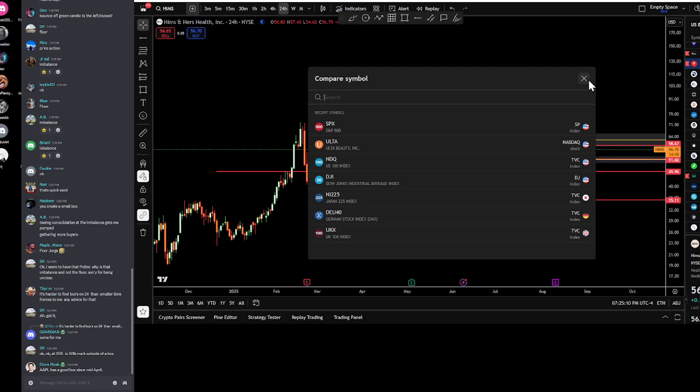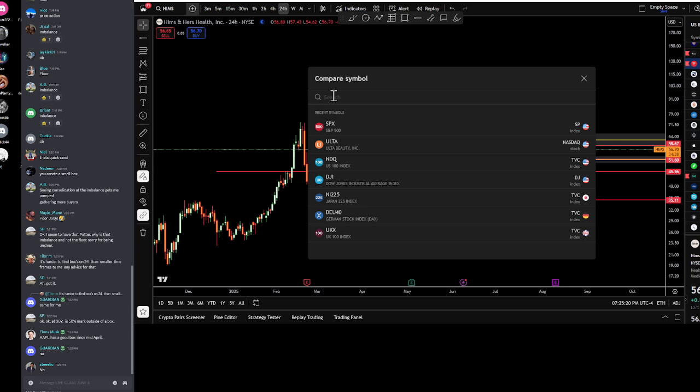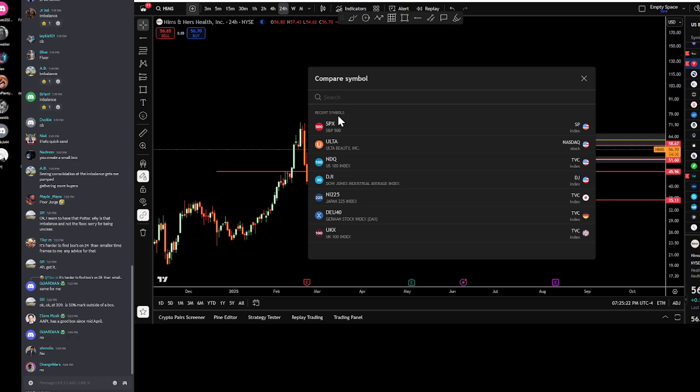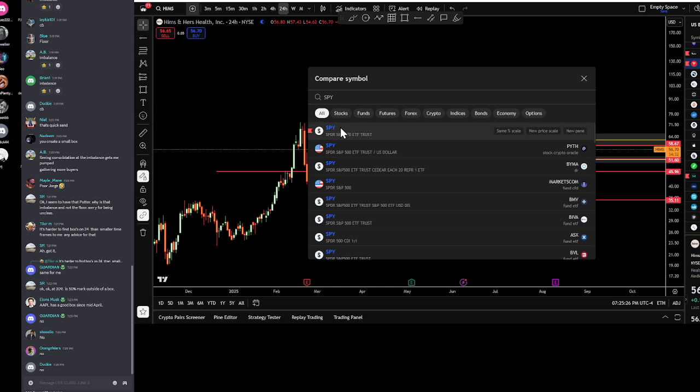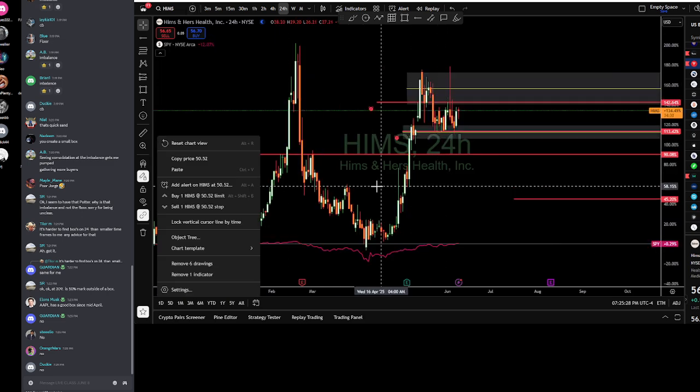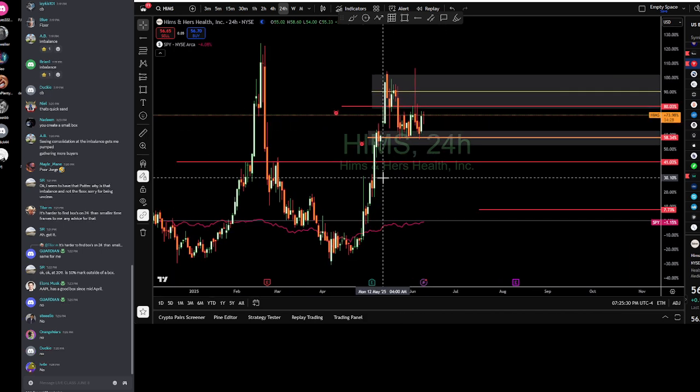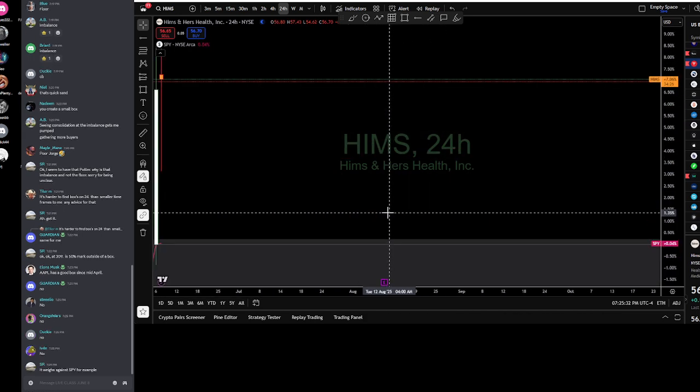I know this is probably a weird time to throw this in there. Does everybody know what that does? Compare symbol. Does everybody know what that is? I think it's a good tool. No? Oh, you ready? So if you want to find out if something correlates with whatever you're running with, I can add something like SPY, right?